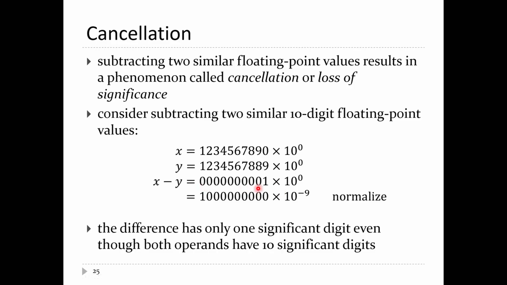So when you compute the difference, x minus y, I end up with 1 times 10 to the 0. Notice there's 9 significant digits in x and 10 significant digits in y. The difference has only 1 significant digit. So you end up with cancellation or loss of significance, which is not surprising. The magnitude of your difference is smaller than the original two values. In this case, the difference has 1 significant digit, even though the operands have 9 and 10 significant digits, respectively.